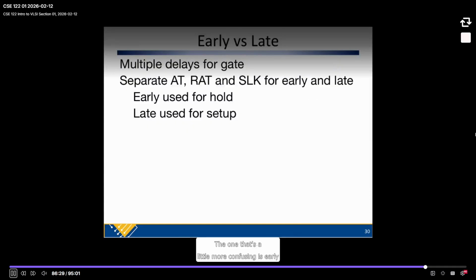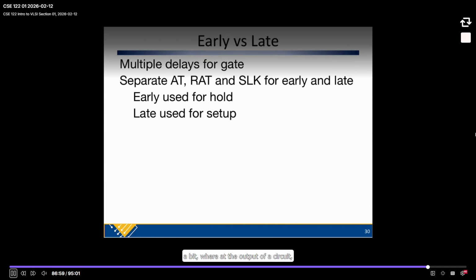The one that's a little more confusing is early and late. But we talked about setup and hold times. Typically for setup times, you want to use the latest arriving things. You want to know the longest path to a flip-flop and check if that arrives before your period. What about the hold time? Well, there you want to know the fastest path. So actually, you're going to use the smallest delay for all the gates, not the largest delay.